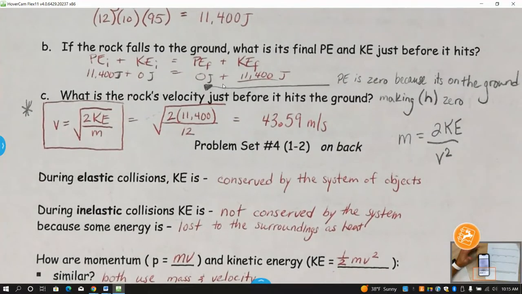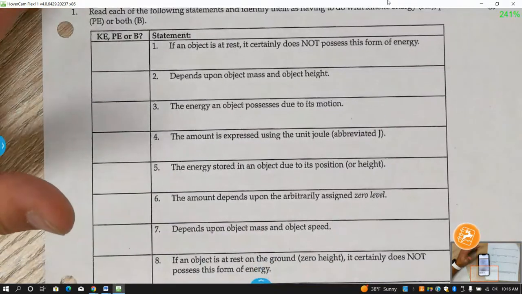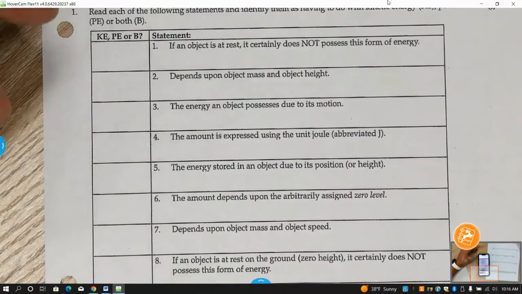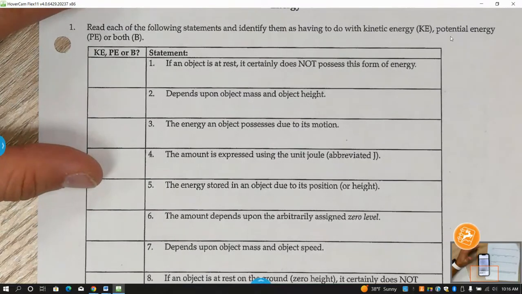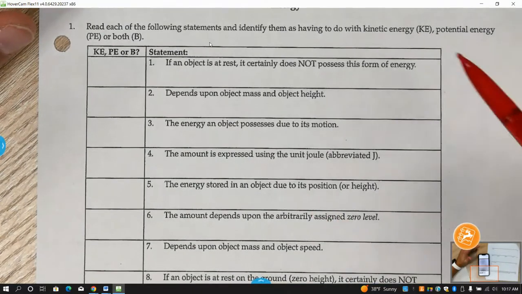So the worksheet that you're getting now: in this one, for each of these statements, we have to identify what they're talking about, whether kinetic energy, potential energy, or both. Remember, kinetic energy has to do with the fact that an object is moving. Gravitational potential energy has to do with the fact that the object is a certain distance above another object. So if an object is at rest, what does it definitely not have?